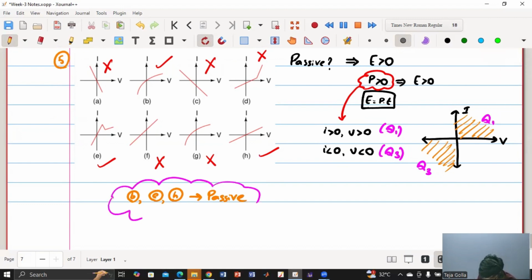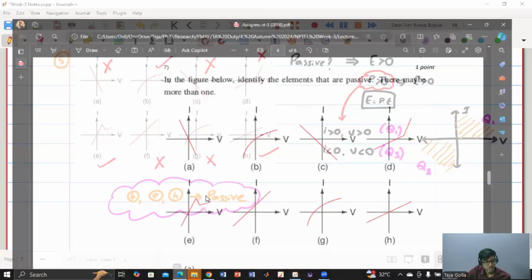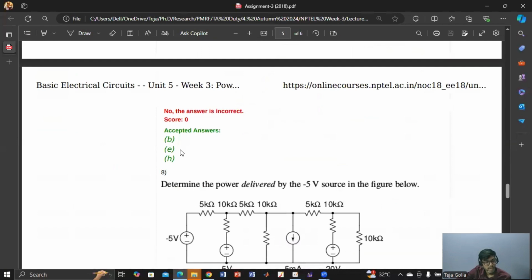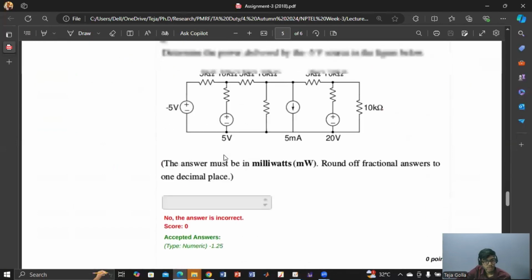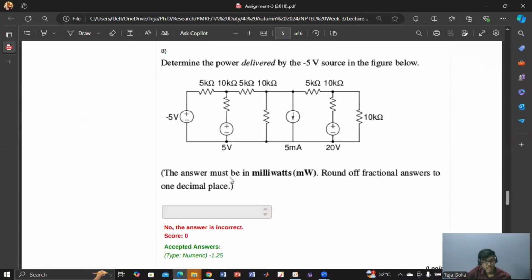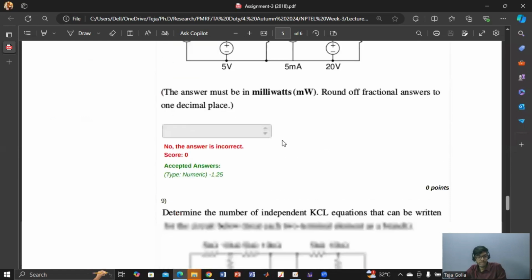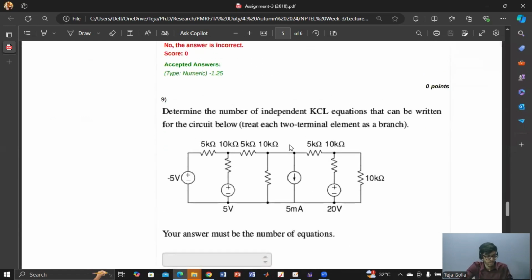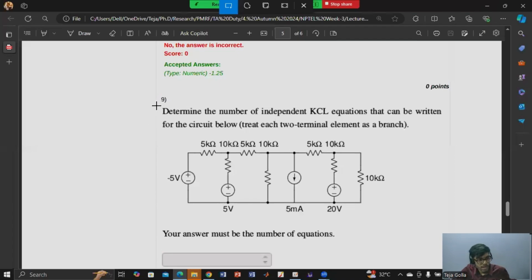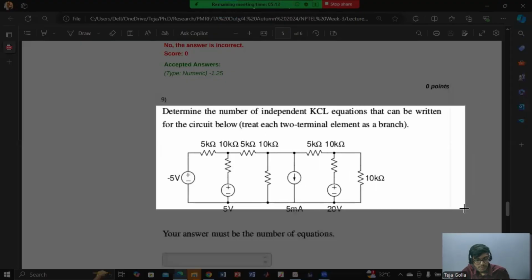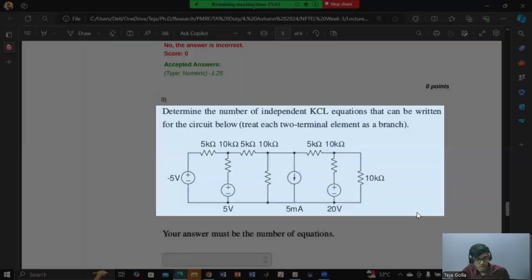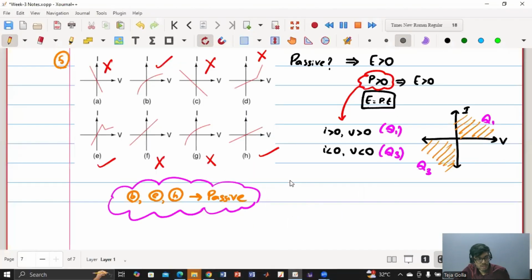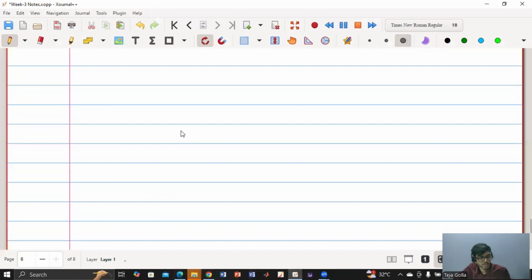Sir has also discussed in terms of the graph how to determine or decide which one is passive or not. So B, E, H, that is the answer. This question I'll skip. They are just asking the power delivered, but this question is crucial: the number of independent KCL equations. So we have discussed question 6.